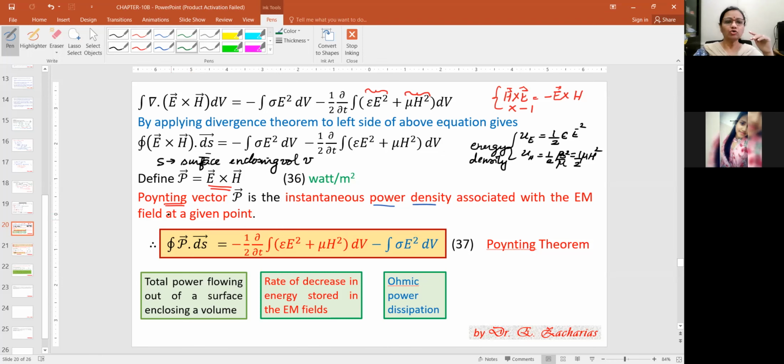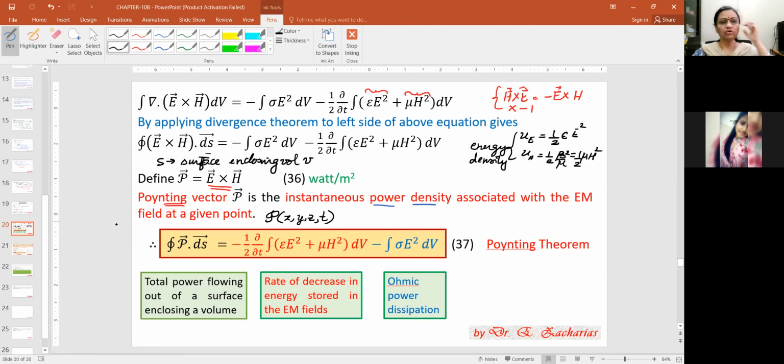Or in other words, you will be able to immediately realize that this P is going to be a function of X, Y, Z and time. Because it's instantaneous, it is a function of X, Y, Z and time. Why is it a function of X, Y, Z? Because it is the power density associated with every point in space that you are interested in. And what is the point you are interested in? The point lying within a volume V enclosed by a surface S.